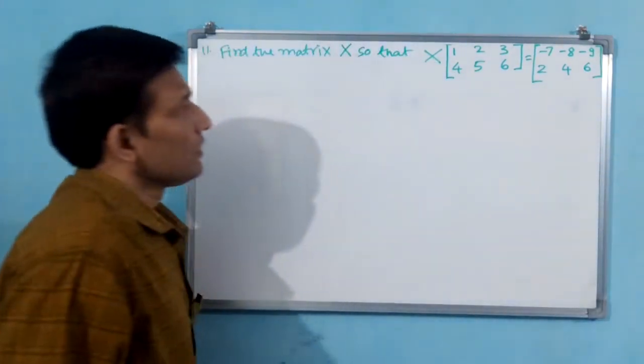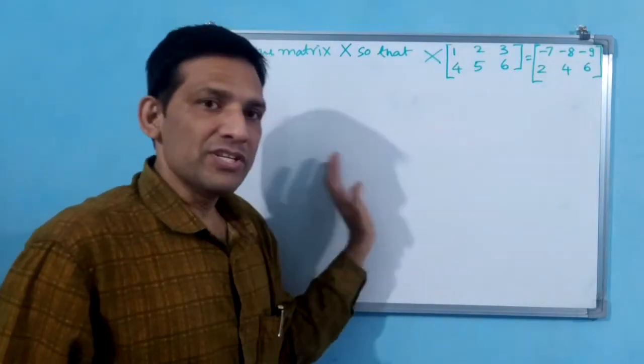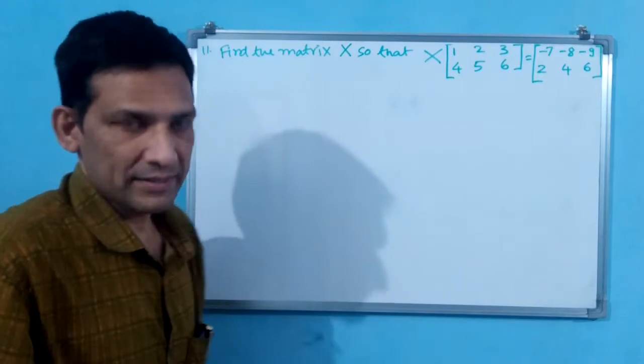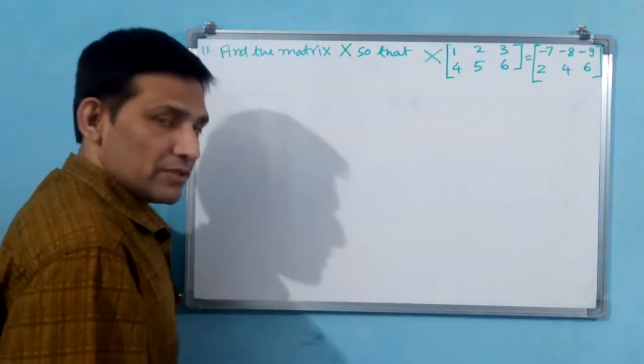Or else, like here you may take A, B, C, D, E, F and you are not going to get the answer, because these both are 2 by 3 matrices. Okay, see what I am writing.